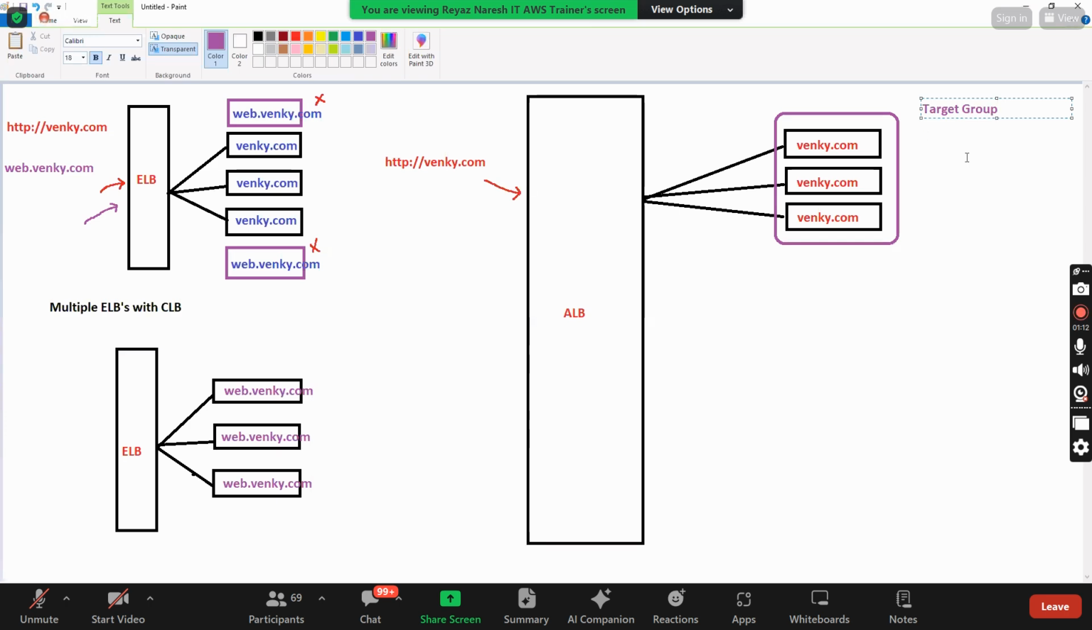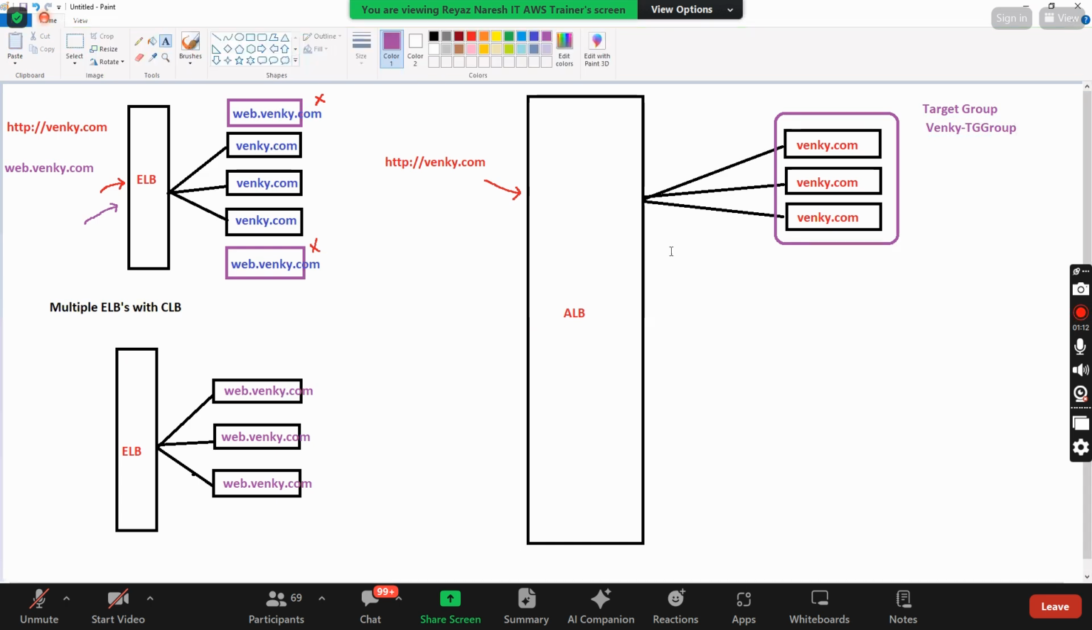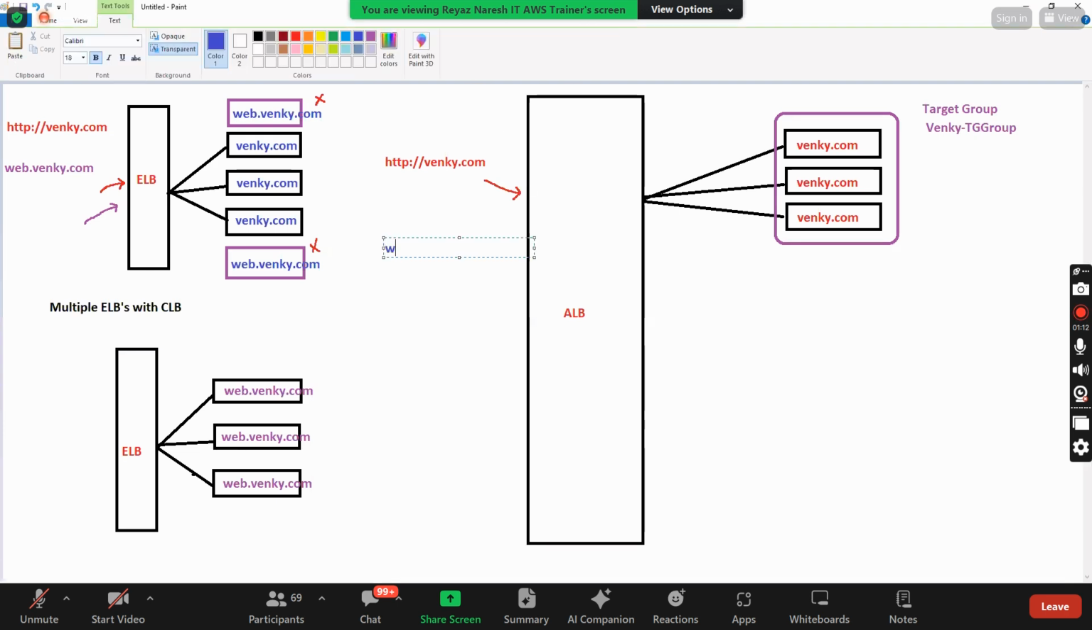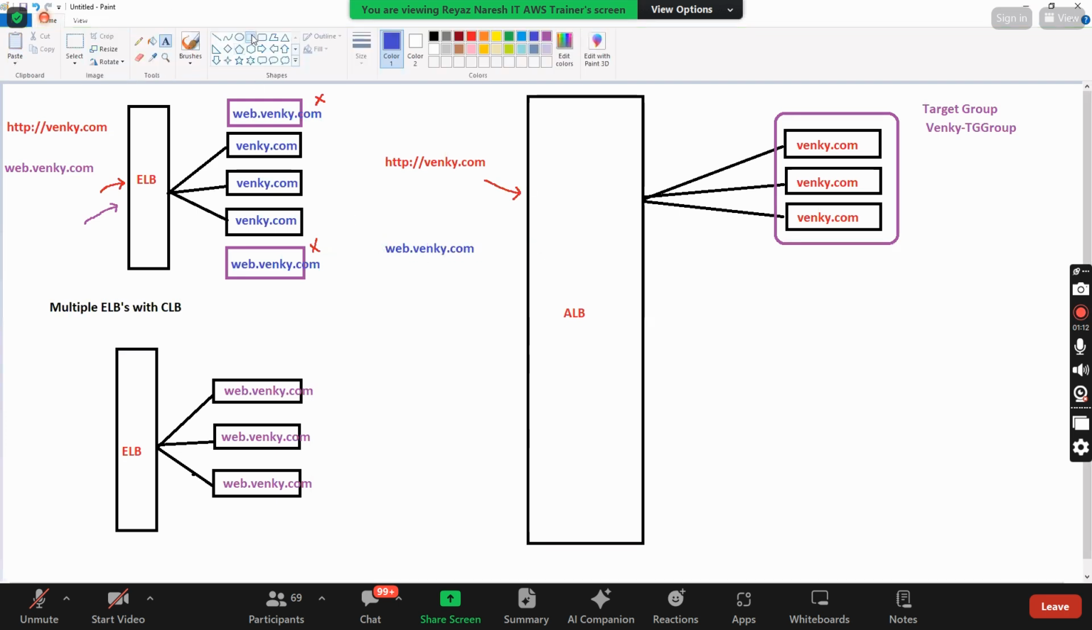So what is the group name? Let's say, for example, Venki TG. What's the target group? Venki TG. So I create a separate target group. And now you tell me, someone is coming with one more application, web.venki.com. And now what should I do? I have an EC2 instance here. Yes or no?